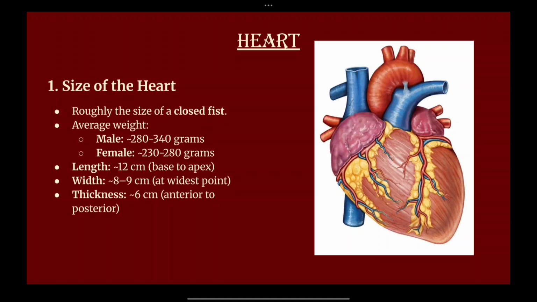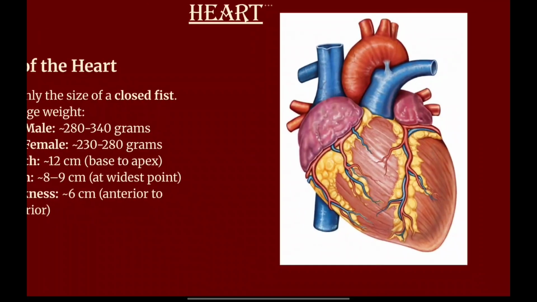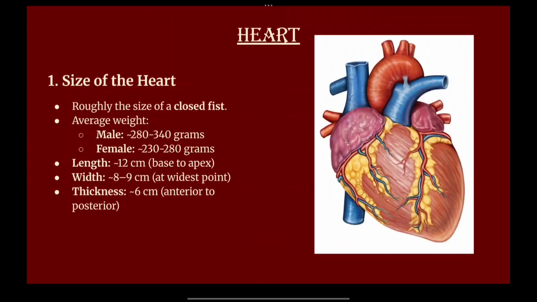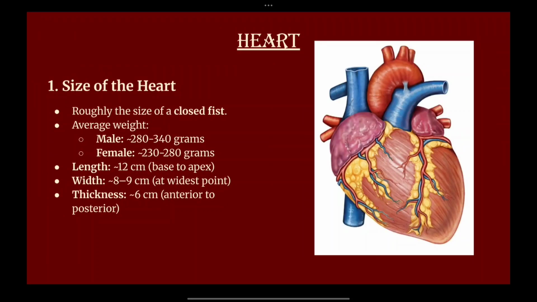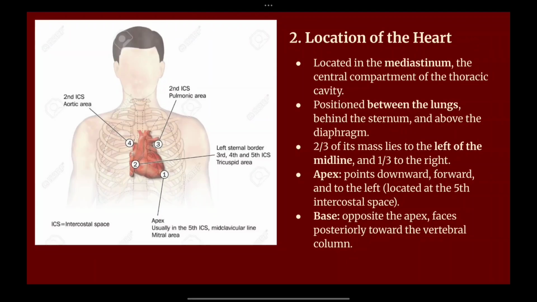Now the length is approximately 12 centimeters from the base. So this side is the base and this is the apex. The bottommost tip that is pointing downwards of the heart is the apex. So the length from the base to the apex is 12 centimeters. The width is approximately 8 to 9 centimeters and the thickness is approximately 6 centimeters from the anterior to the posterior region. Now, where is the heart located?